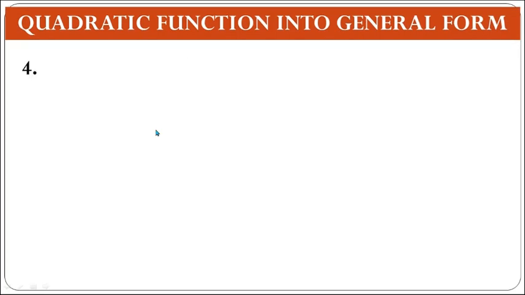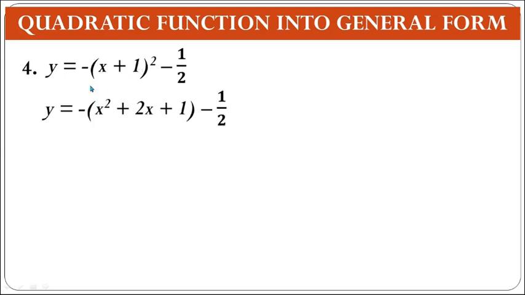Another, we have y is equal to negative times the square of x plus 1 minus 1 half. Maybe when you see a 1 half, or a fraction, it becomes difficult. But it is the same process we did in the first three examples. Get the square of x plus 1. Don't forget the negative here. We can also write negative 1 there, or it can also have no 1. The square of x plus 1 is x squared plus 2x plus 1.